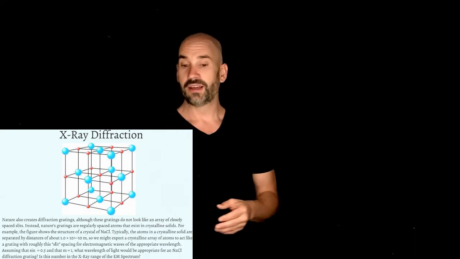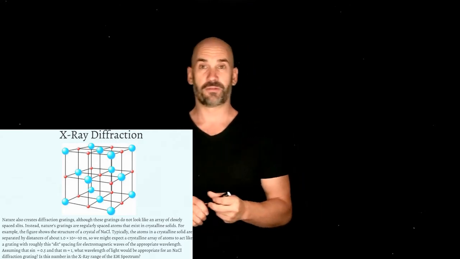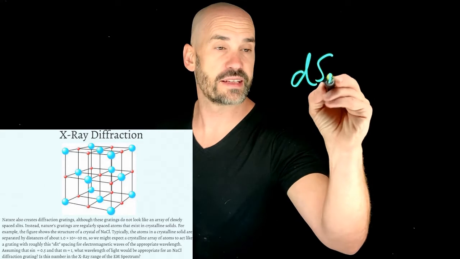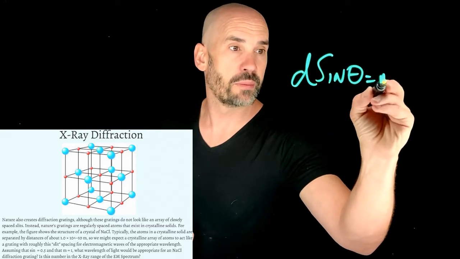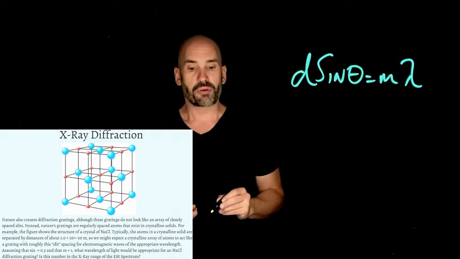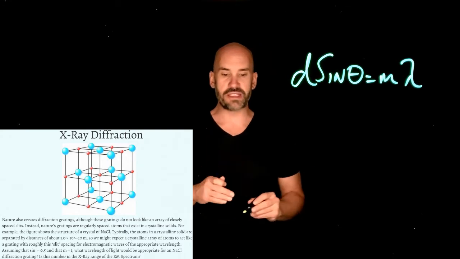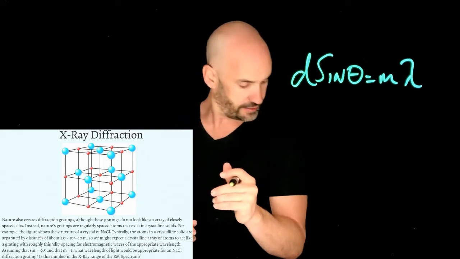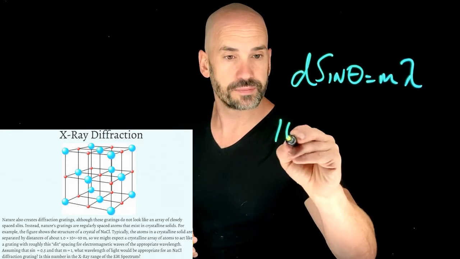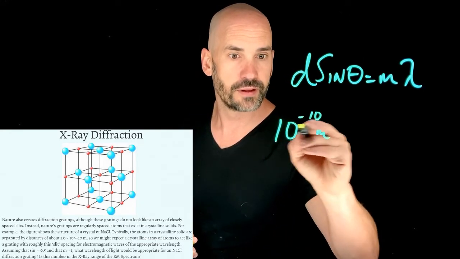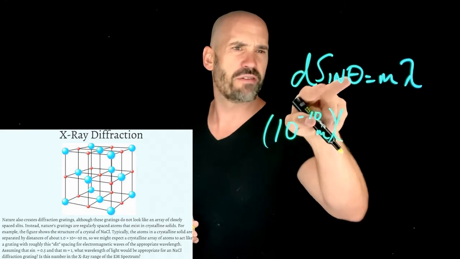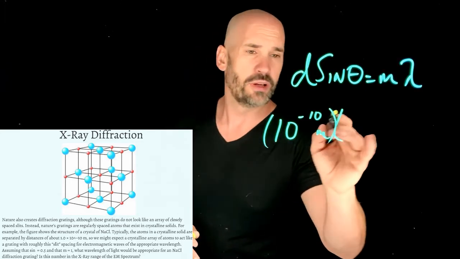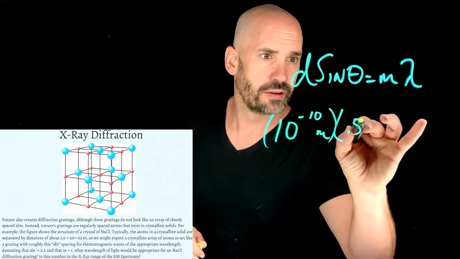Well, what's our relationship for diffraction grating maxima? We know it very well at this point. It's d sine theta equals m lambda. The problem tells us that the spacing between these atoms is about an angstrom, so we can say 10 to the minus 10 meters. It says we're taking an average value of sine theta. Remember, sine theta goes between 0 and 1, so let's just pick 0.5.